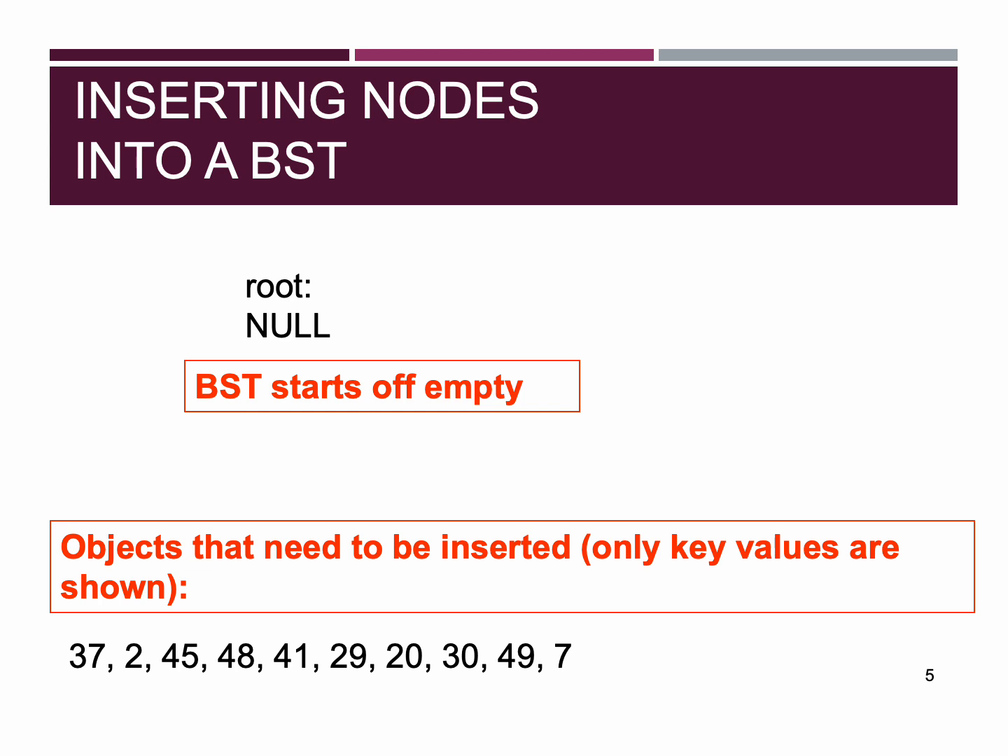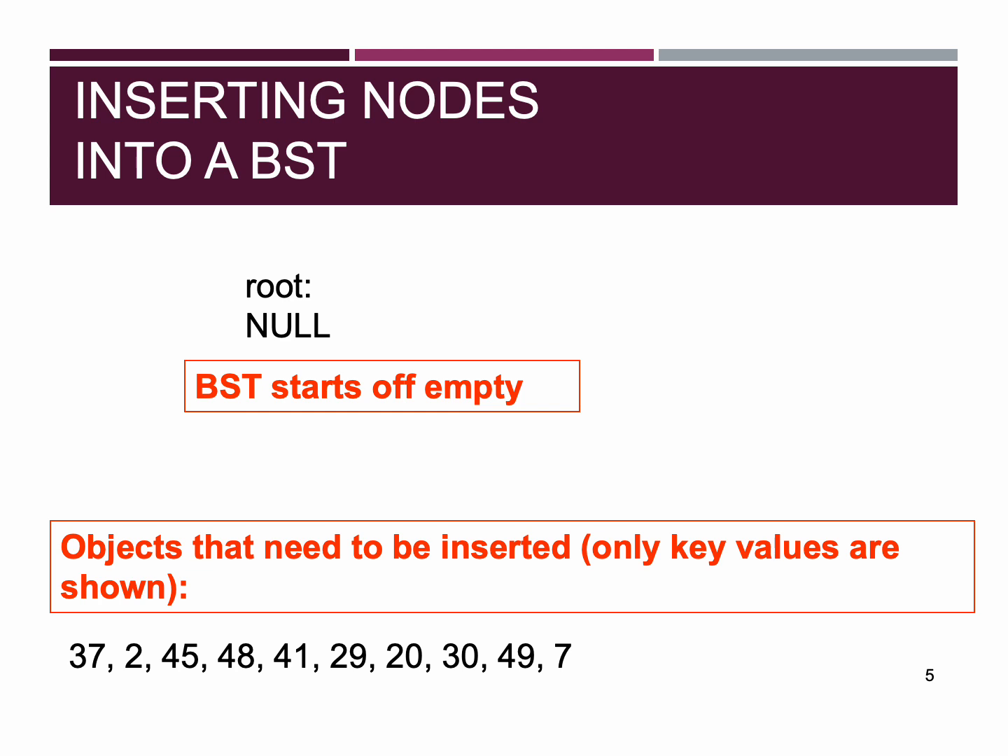So here we have an example of inserting nodes into a binary search tree. How can we insert a node into a binary search tree? Let's say the BST starts off empty. Now we have root and then null. There is no node here. For the objects that need to be inserted, only key values are shown. So these are the values that need to be inserted in this tree. We will insert these nodes into a binary search tree.